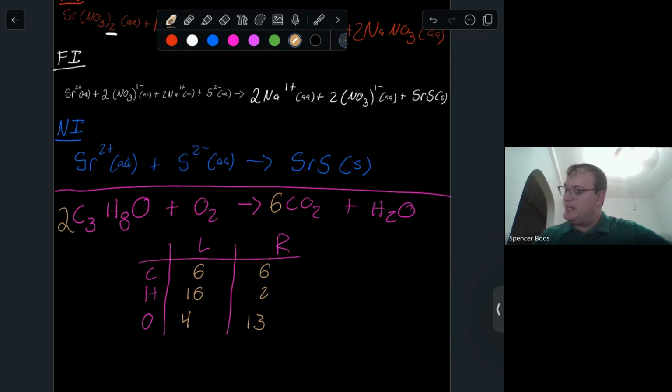Okay, let's look at my hydrogens. I've got 16 on the left side and I've only got 2 on the right side. Does combustion always result in CO2 gas and H2O gas? Yes. 16, so that means I'll need an 8 here. Oh boy, that changes a lot of stuff here, right? We got to change this and change the big one.